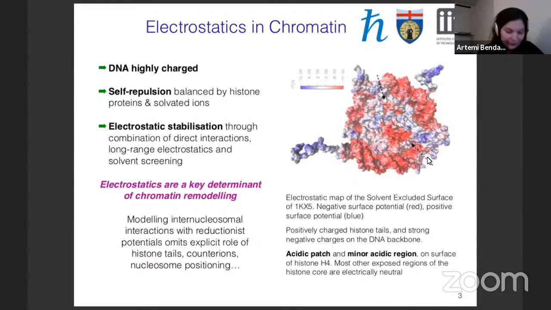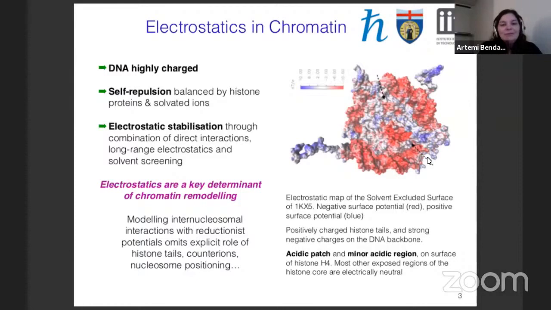So of course, this is an electrostatics meeting, and we're going to be discussing electrostatics in chromatin. Electrostatics is very important in chromatin, most of all because DNA is very highly charged. So in order for it to be able to wrap around proteins and to compact itself, the self-repulsion between the gyres of DNA needs to be balanced, and this happens with the interactions with histone proteins and salt ions. So this leads to electrostatic stabilization of the fiber.